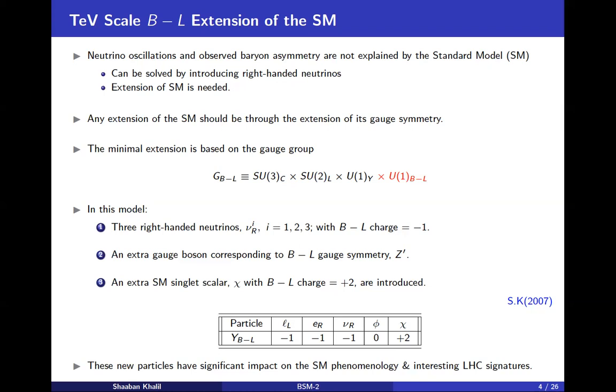As with any gauge symmetry, this is a local gauge symmetry, so it will have associated gauge bosons. The U1 hypercharge, the U1 electromagnetic, the photon A mu, W plus and W minus for SU2, and this will have another gauge boson. We call it Z prime B minus L, or Z prime. So this is another extra neutral gauge boson. Neutral in the sense that it has no electric charge, but it is a gauge boson associated with the U1 B minus L. So this is a second addition.